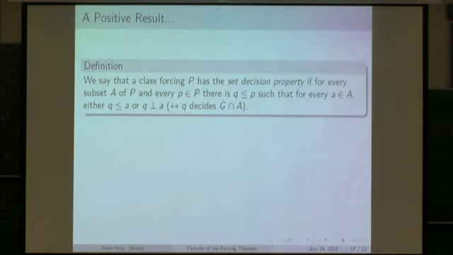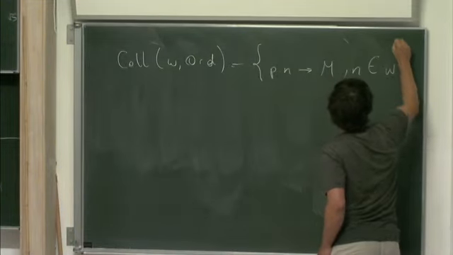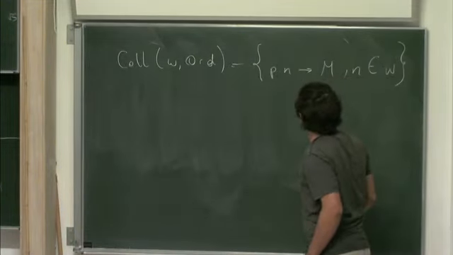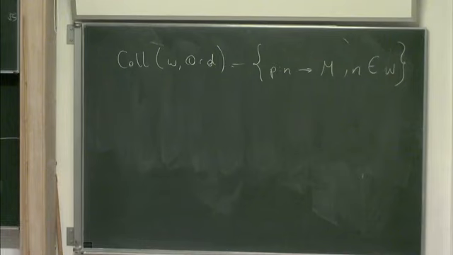So we had this forcing, collapse omega ord, which was the collection of all P from n to m. So m was our ground model, and n is a natural number.